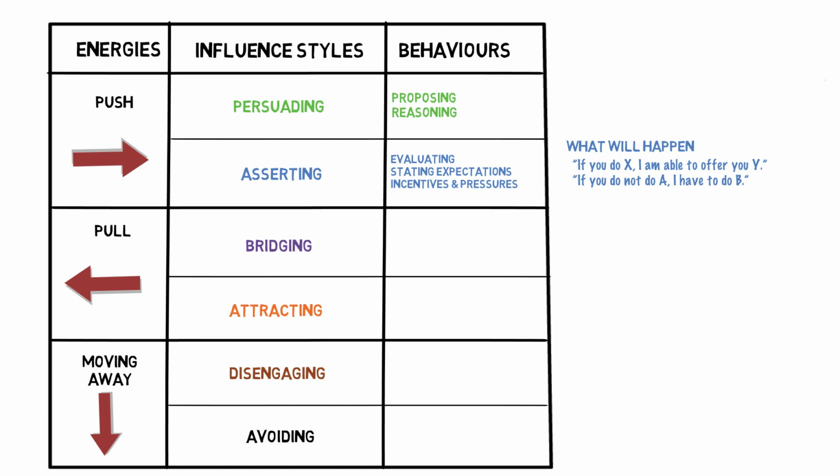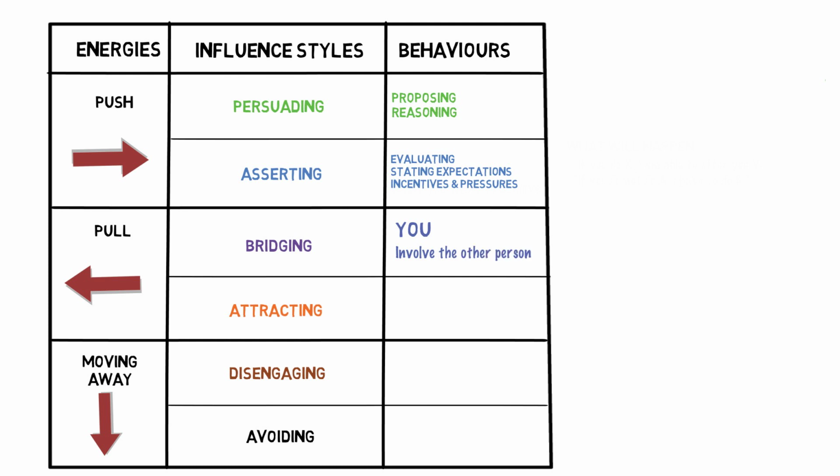You probably also remember that there are 2 influence styles to the pull energy: bridging and attracting. Sometimes we call bridging the U style, because its focus is to involve the other person whom you want to influence. We sometimes call attracting the we style, because it focuses on what you and the other person can achieve together.